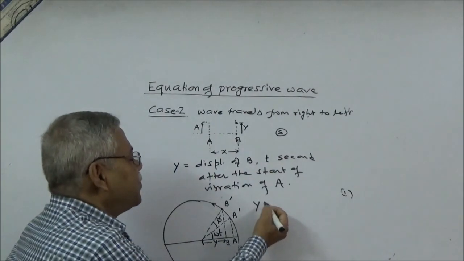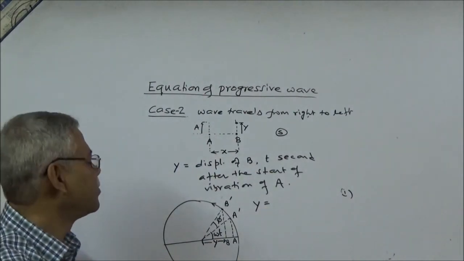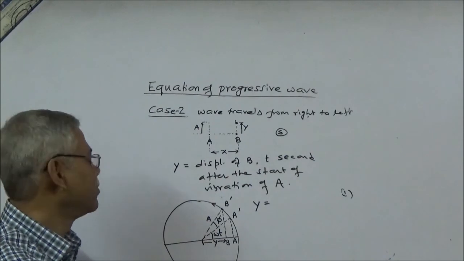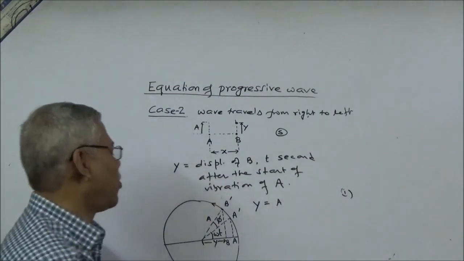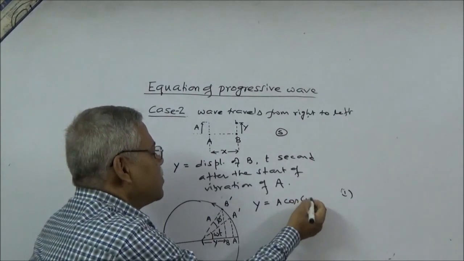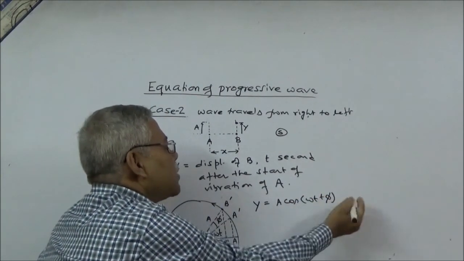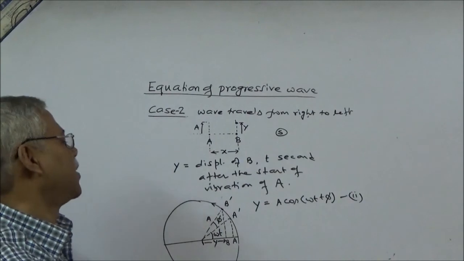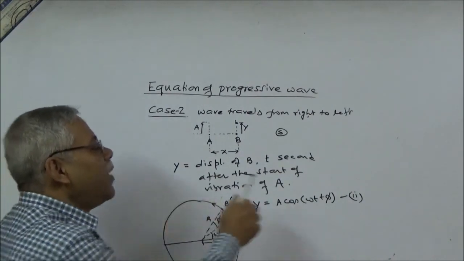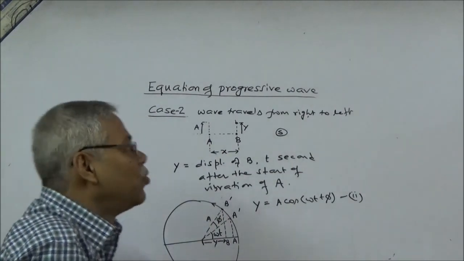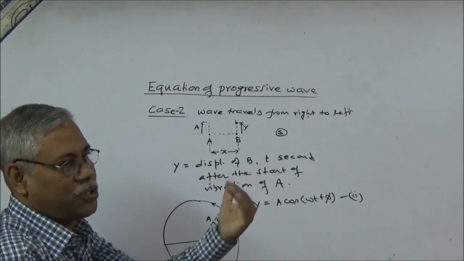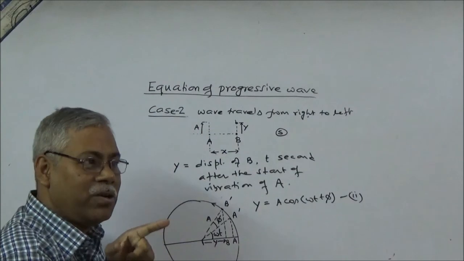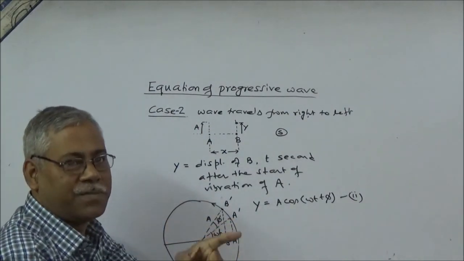Now write Y from the drawing. Amplitude is A. A cos omega t plus phi. So when is this sign plus? Wave travels from right to left. So along negative x-axis plus, along positive x-axis minus, opposite. Okay?